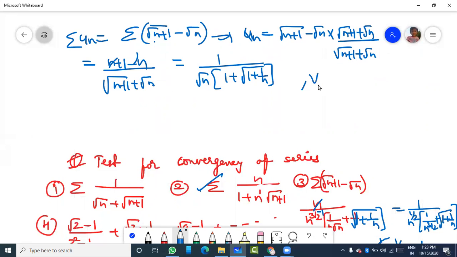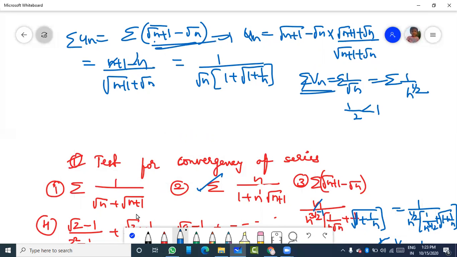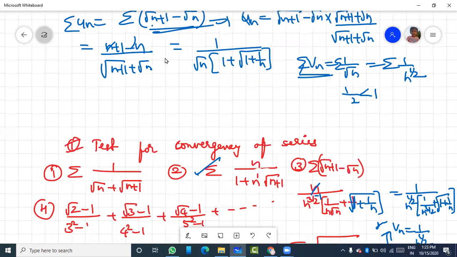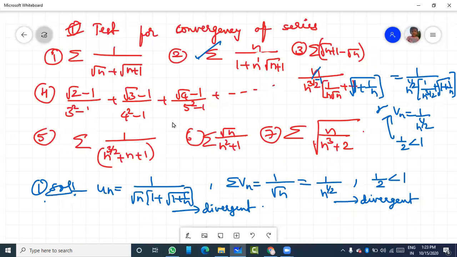Here also Vn is equal to 1 by root n. Sigma Vn is sigma 1 by root n, that is nothing but sigma 1 by n power 1 by 2. Here also 1 by 2 is less than 1. Vn is divergent, then Un is divergent. Like that we can take here.